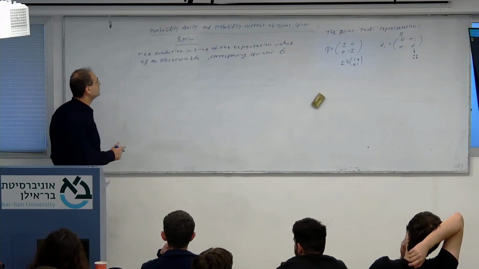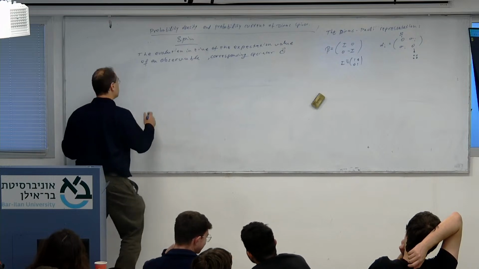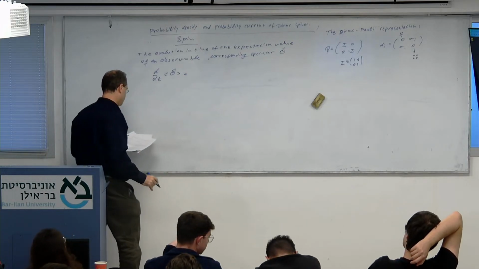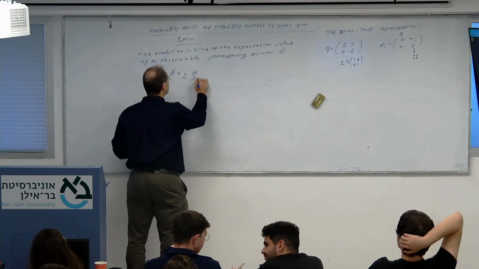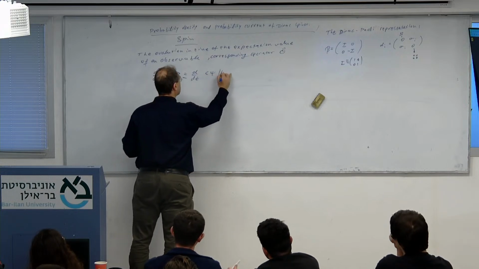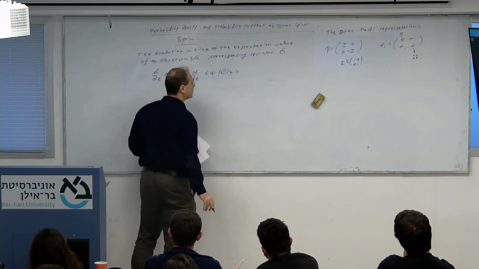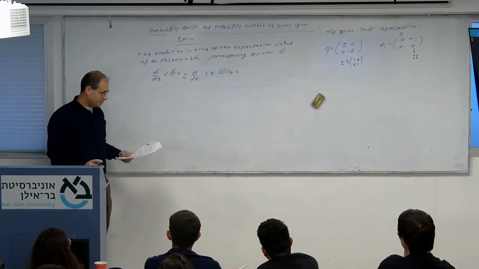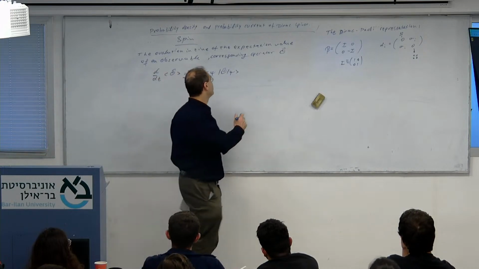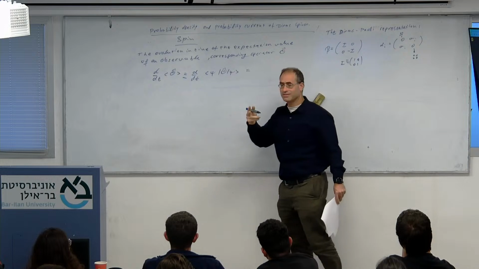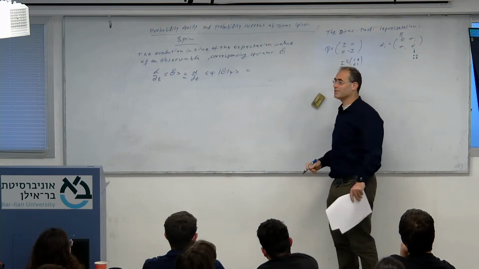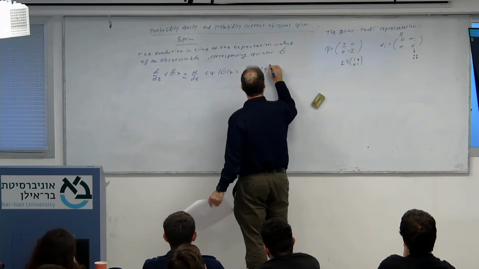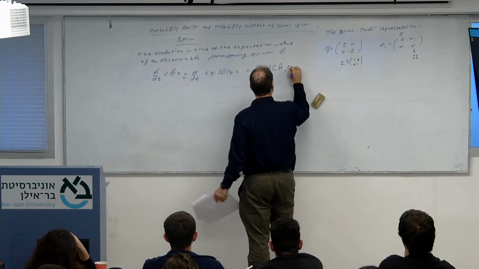So what's the expectation value? The evolution in time: d over dt of the expectation value of O, psi O psi, is equal to what? Good. Commutation with the Hamiltonian. Very good. It's i times psi, commutator of H and O, psi.